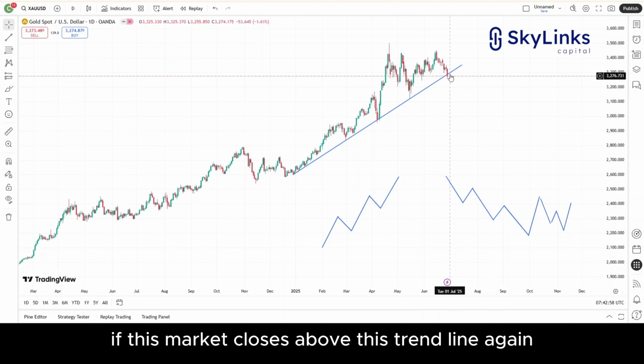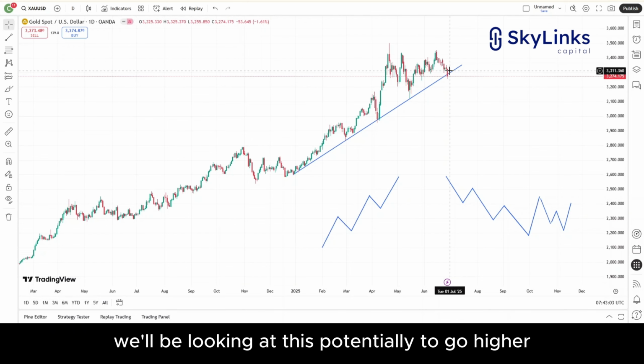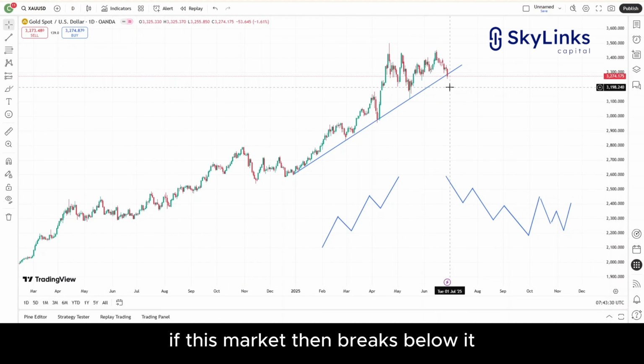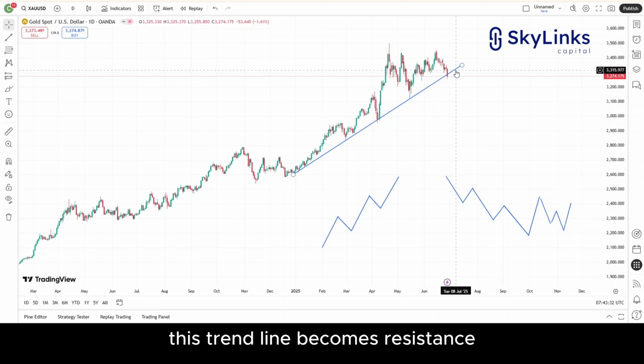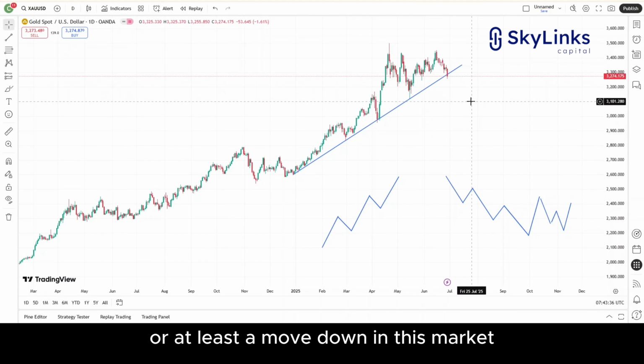If this market closes above this trend line again next week, we'll be looking at this potentially to go higher, because it's acting as a level of support. If this market then breaks below it, this trend line becomes resistance, and we may well look for a reversal or at least a move down in this market.